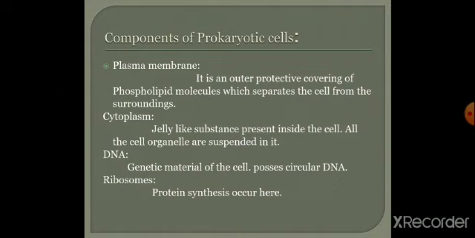Here is the DNA that acts as a genetic material. Here the DNA will not be double-stranded, being prokaryotic. The circular DNA will be present along with the plasmid DNA. The ribosomes: the protein synthesis occurs here.